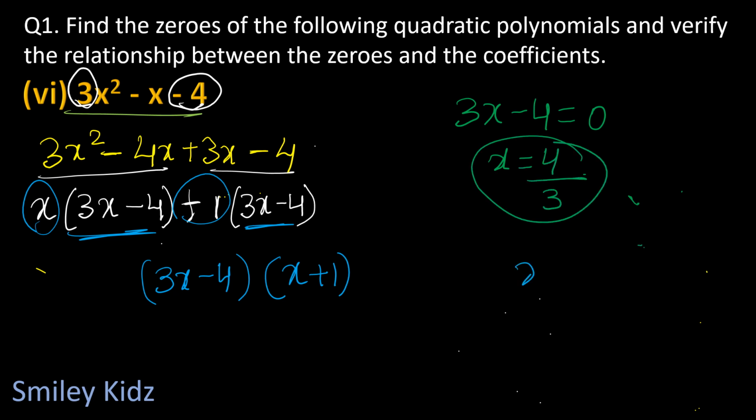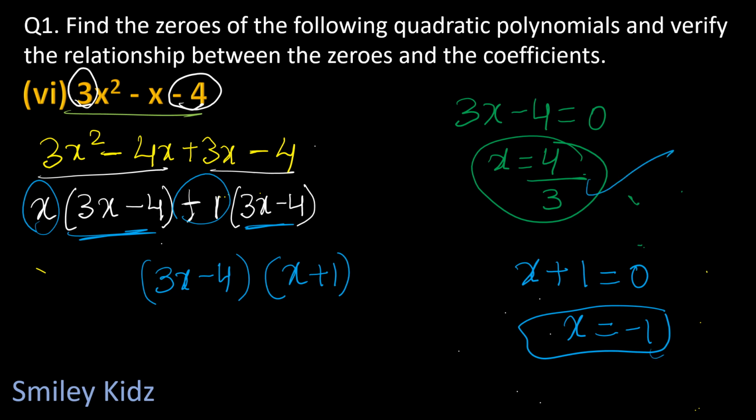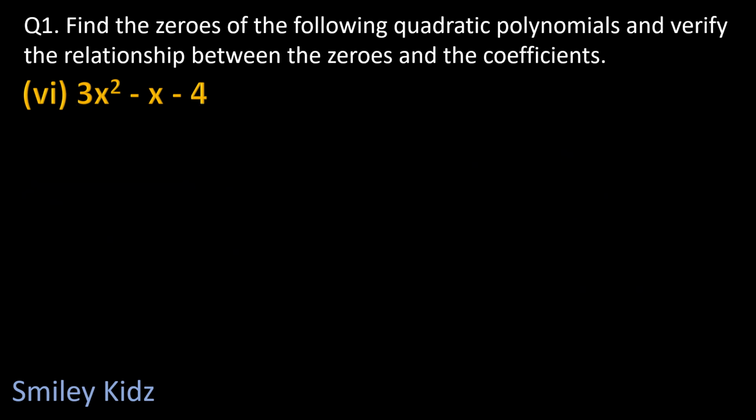And then we have x plus 1 equal to 0, x equal to minus 1. So what are the values of alpha and beta of this particular quadratic polynomial? 4 by 3 and minus 1. Now alpha is equal to minus 1 and beta equal to 4 by 3.